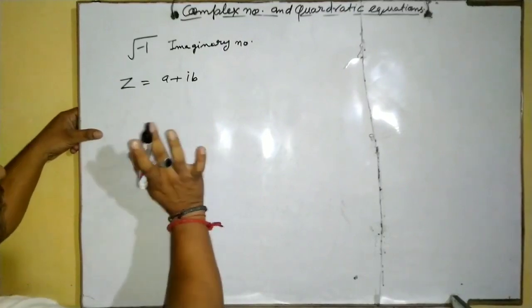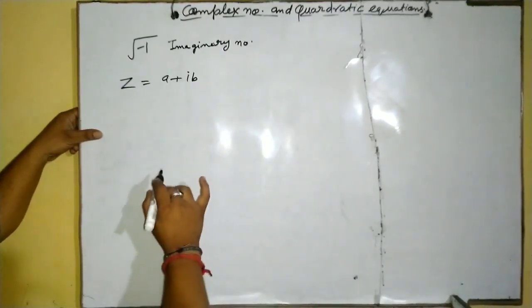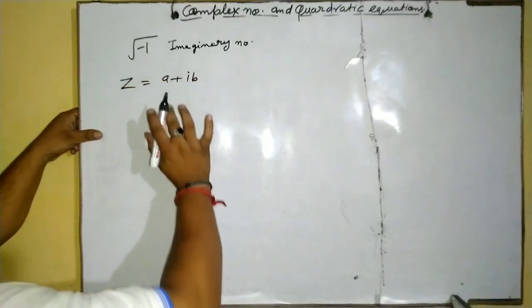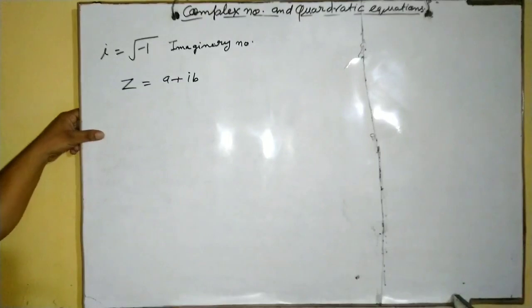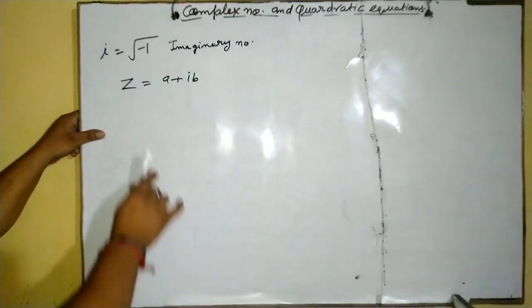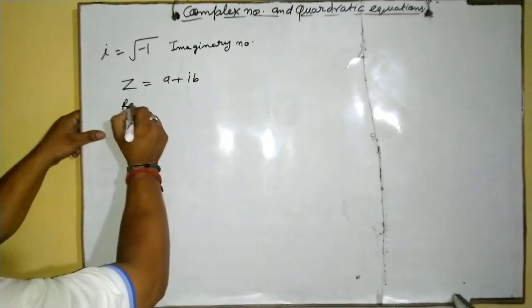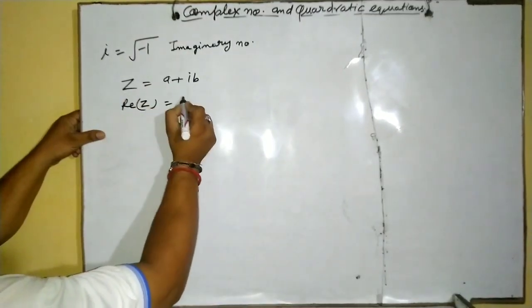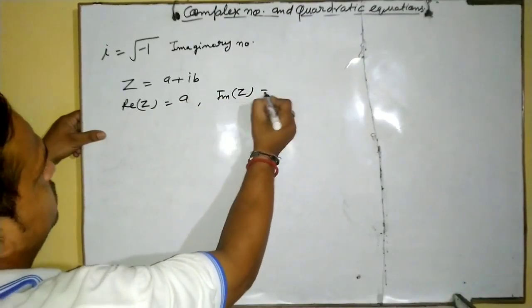But we have to discuss the iota, that is i. So under root minus 1 is iota. This is i equals under root minus 1, an imaginary number. z equals a plus ib, where a is the real part of z. Real z is a, and imaginary z is equal to b.